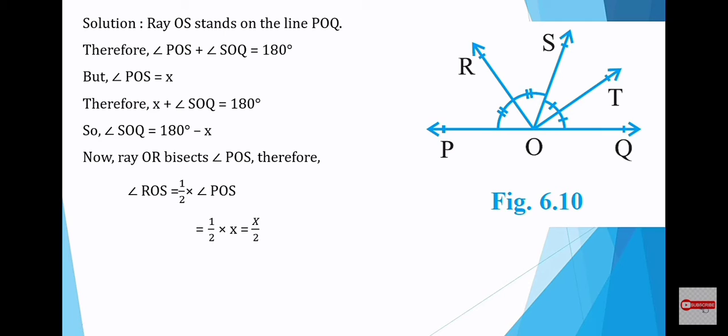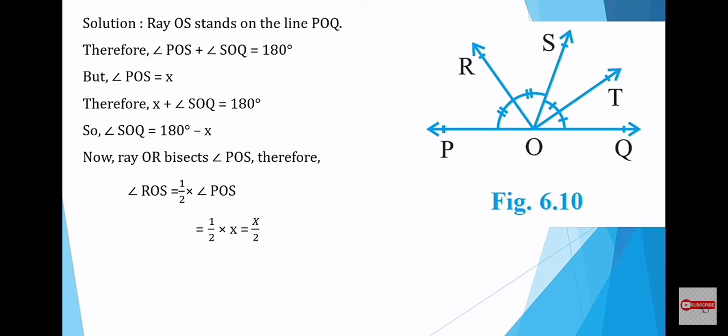Here ray OS stands on the line POQ. Therefore, angle POS plus angle SOQ is equal to 180 degrees. Why? Because they are a linear pair. So, for a linear pair of angles, the sum will be 180 degrees. But angle POS is equal to X. That is already given in the question.